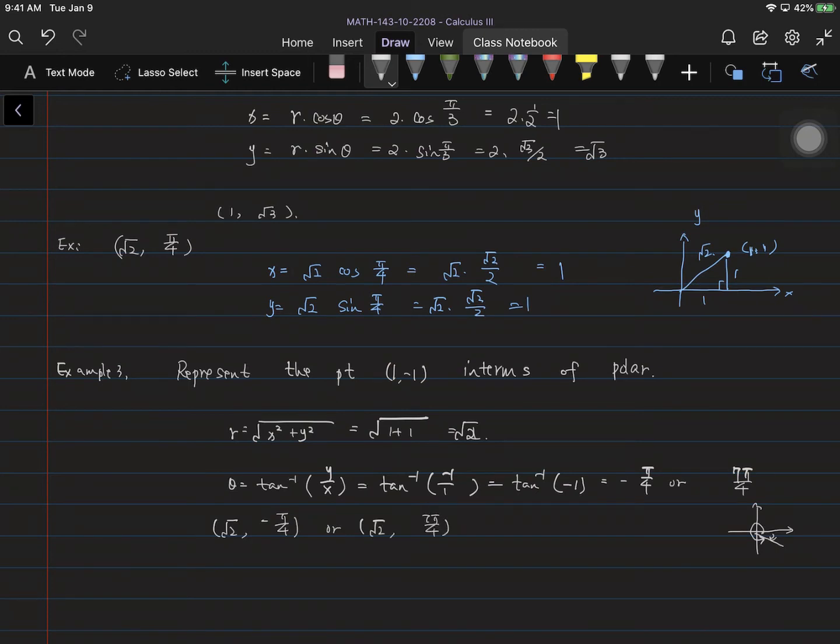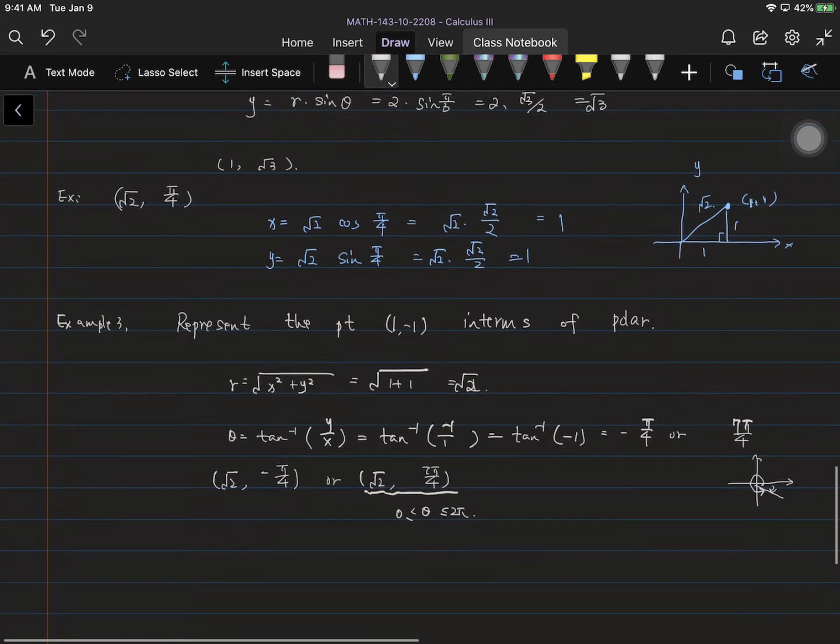So in the homework, the question may ask you to find theta from 0 to 2 pi. Then in that case, we have to choose this answer. If there's no requirement for the theta, you can write down any one. Okay, any answer. Let's try the exercise.